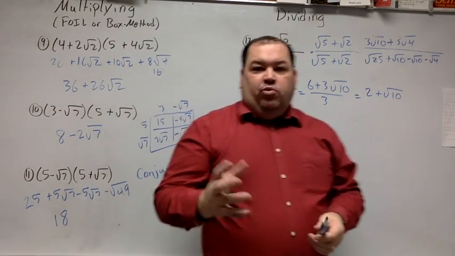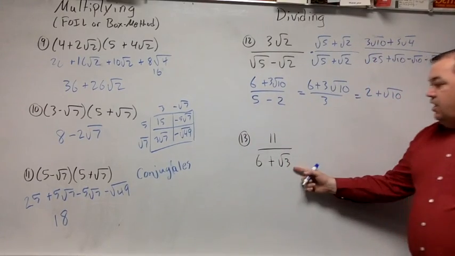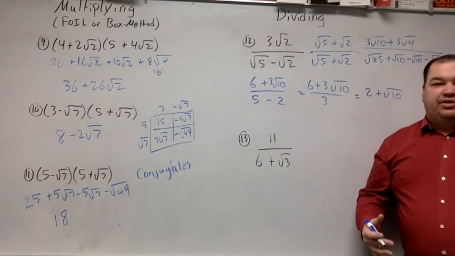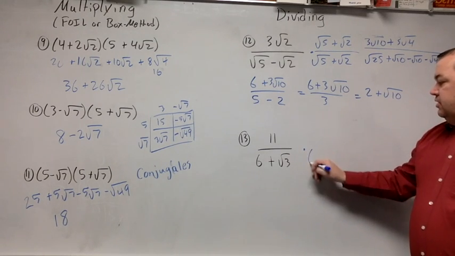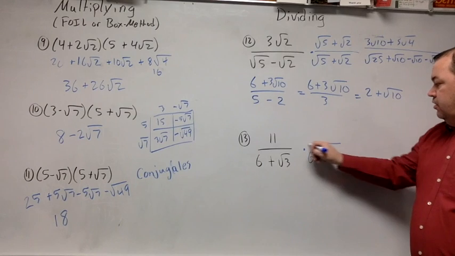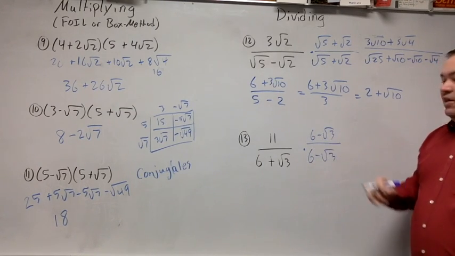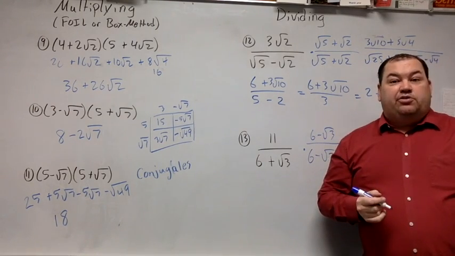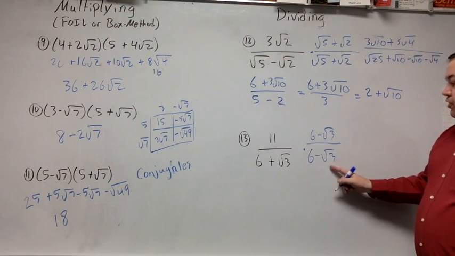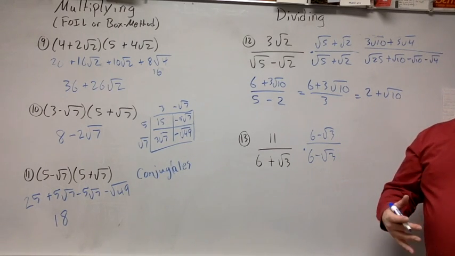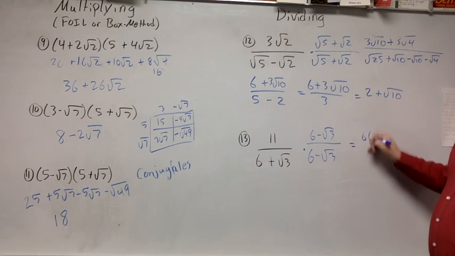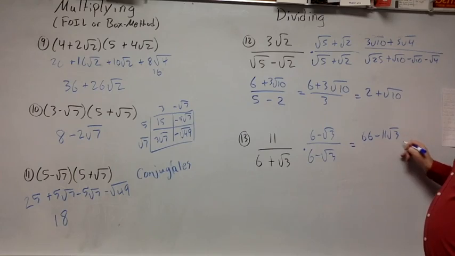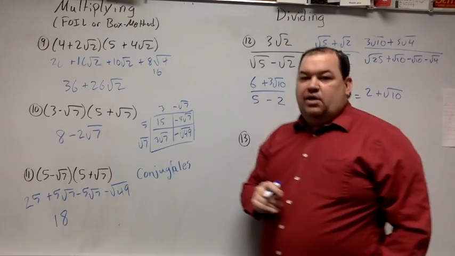And it works if only one of them is a radical. Okay? Still going to do the same process here. I've got a 6 plus square root of 3. I'm going to multiply by 6 minus the square root of 3. If I picked my conjugate correctly, I should end up with just a number on the bottom without any radicals. Not worried about the top. Top can get messy. It is what it is.